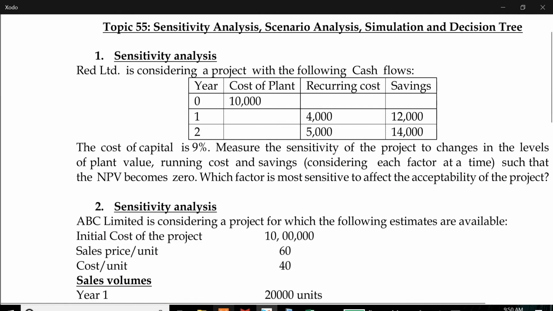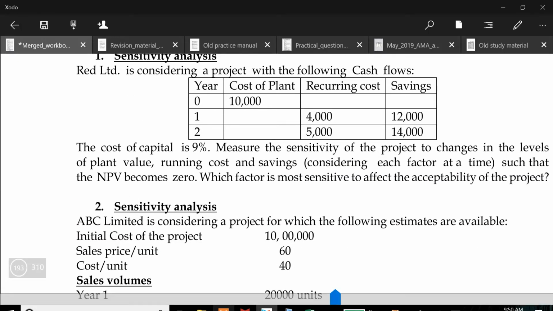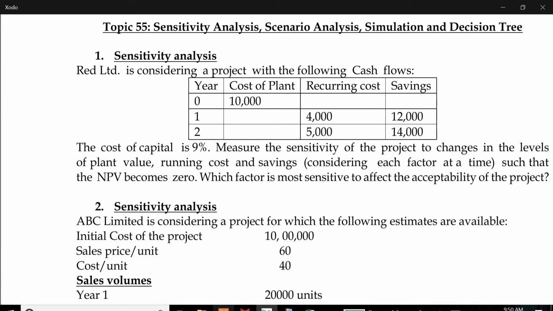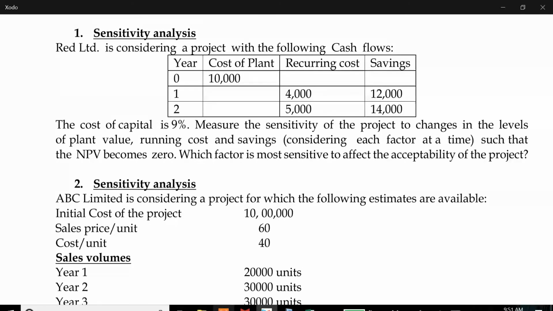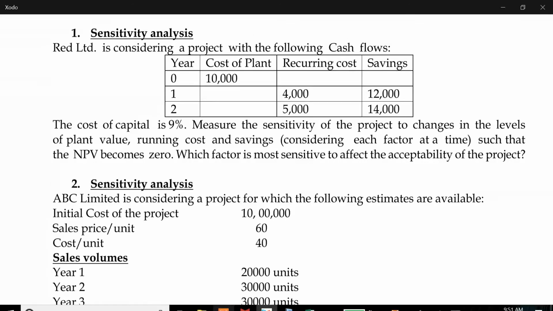Let's get to question 1. Red Limited is considering a project with the following cash flows: year, cost, recurring cost, savings. Cost of capital is 9%. Measure the sensitivity to the changes in plant value, running cost and savings such that the NPV becomes 0. Which factor is most sensitive to affect the acceptability of the project?